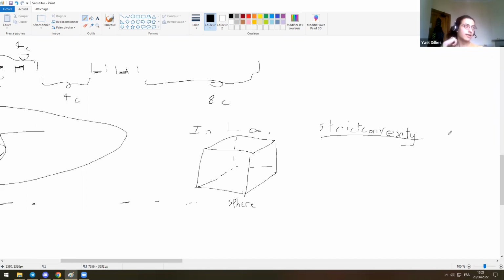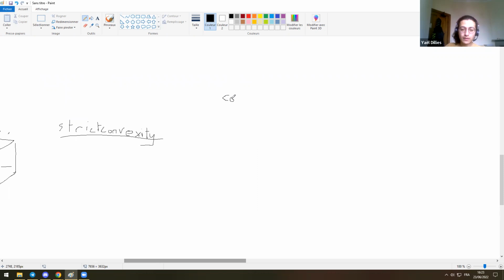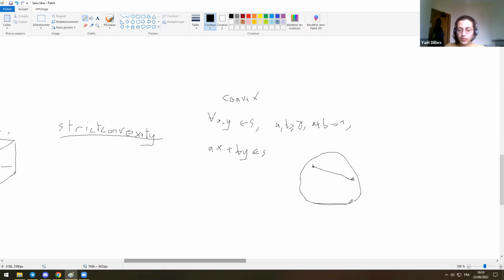Strict convexity is the fact that, if you remember convexity, so convex is: for all x, y in S, and a, b greater than 0 such that a plus b equals 1, then ax plus by is in S. So this means that if you take something like this and you pick 2 points, then the entire segment lies in it. But it can also lie on the boundary.